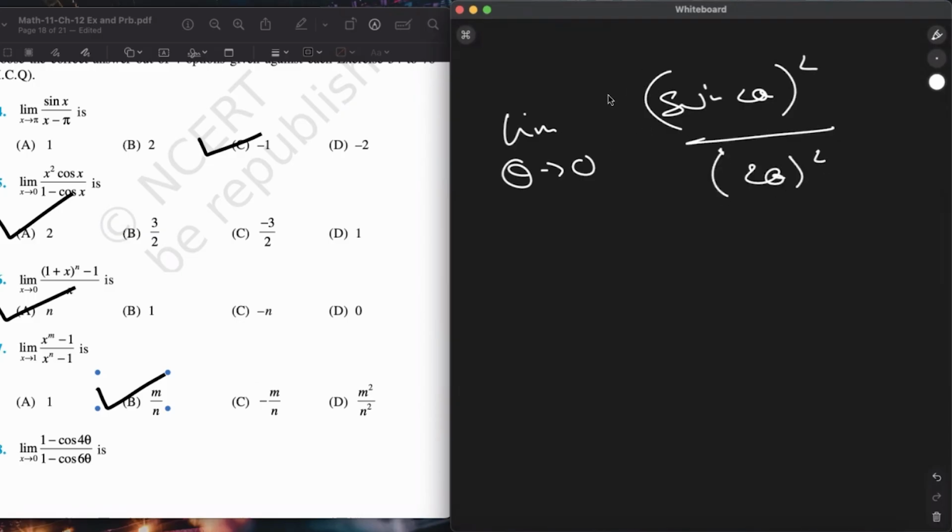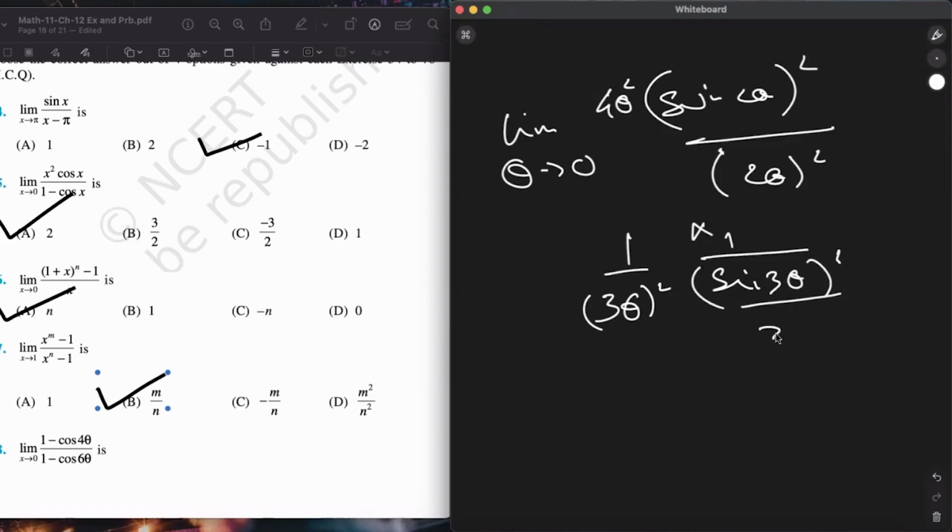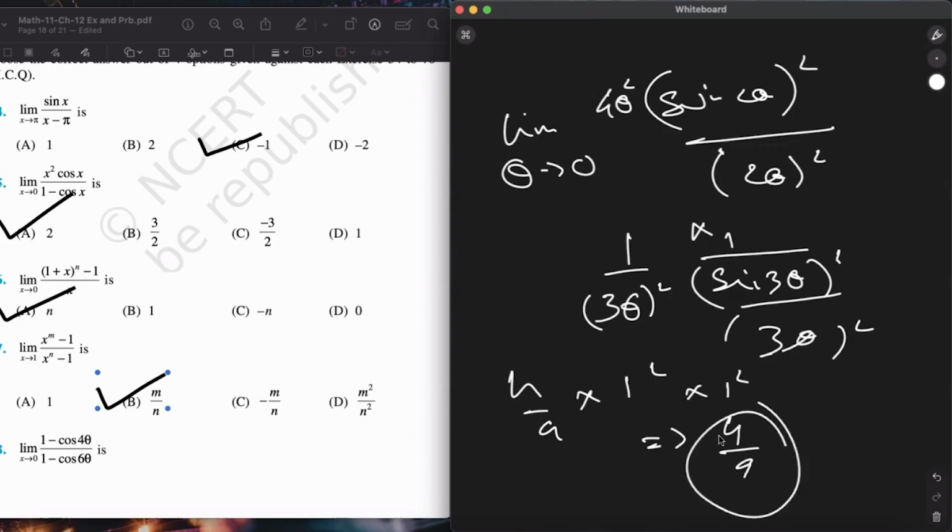2 theta whole square will be 4 theta square over here, multiplied with 1 upon (3 theta) whole square into 1 upon sine (3 theta) whole square, divided by (3 theta) whole square. So 4 by 9 times 1 square into 1 square. The answer will be 4 by 9. So the answer to this problem is 4 by 9, first option.